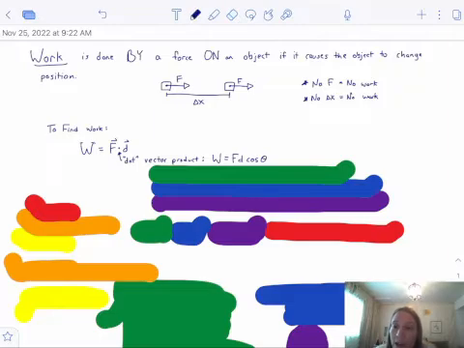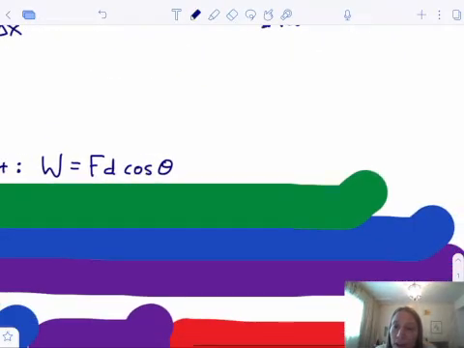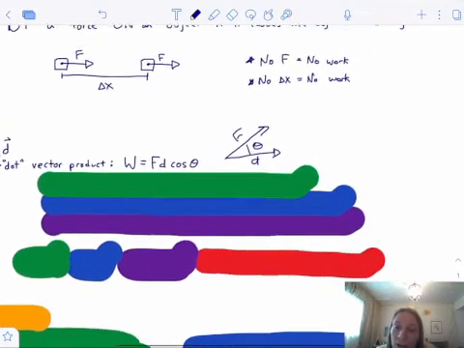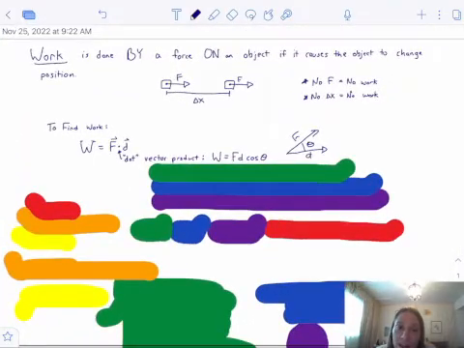So if my objects, I'll draw another little picture here, if my force is directed this way, but my object is traveling this direction, then there's some angle between them, and that is the angle that I would put in there. And you want to make sure that your calculator is in the right mode, degree or radian, depending on what you're given for that angle, okay? And so that's what we would be putting in there.